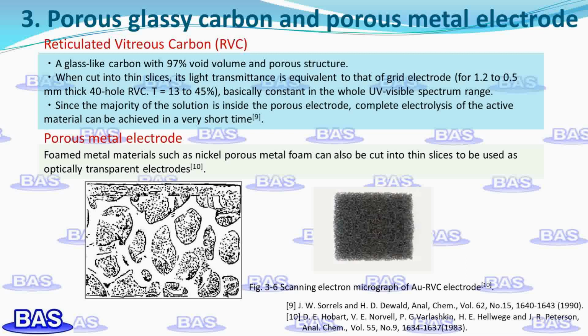Foam-type metallic materials such as nickel porous metal foams can also be cut into thin slices for use as optically transparent electrodes. For the above porous electrodes, the light transmission and optical path length can be adjusted within a certain range by selecting different pore sizes and different material thicknesses. Optically transparent electrodes made of porous materials are most suitable for measuring samples with weak light absorption, and are mainly used to form thin layer cells due to their complex diffusion behavior in a short time.